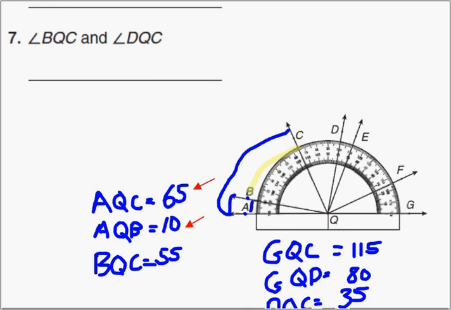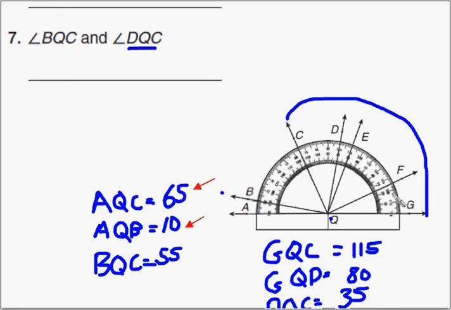I measured A, Q, C, and I got 65. Then I measured A, Q, B, I got 10, and then I subtracted. So this is a 55-degree measurement. Now I need to look at DQC. So I'm going to measure GQC. I get this whole measurement from here all the way to here. And then I'll subtract, take away GQD, from here to here, and then I'll be left with this to this.